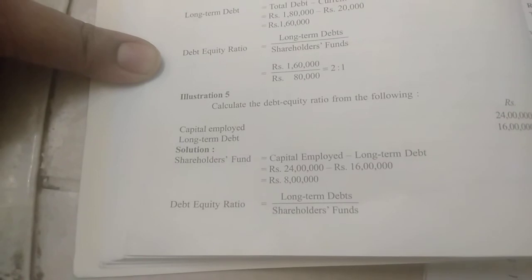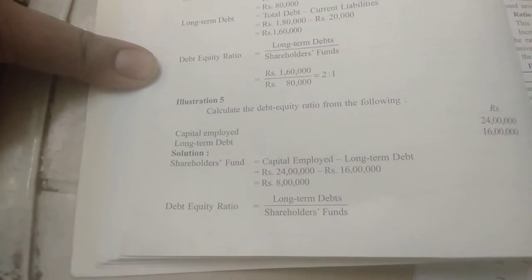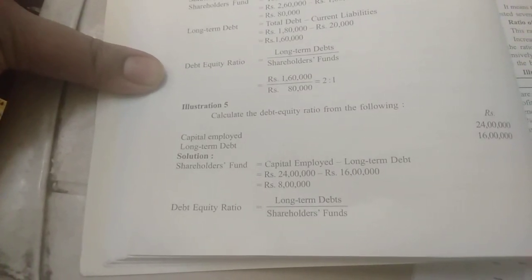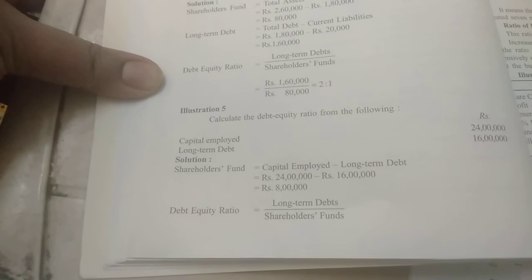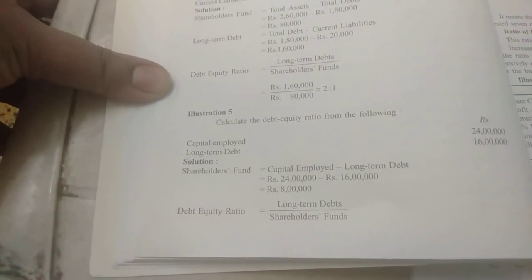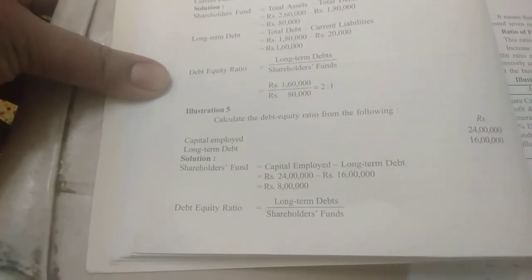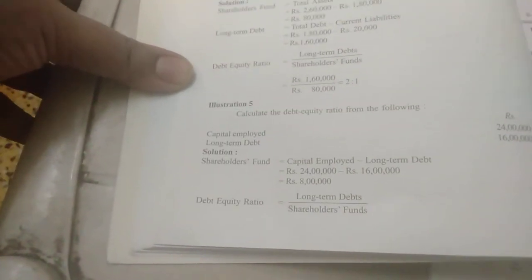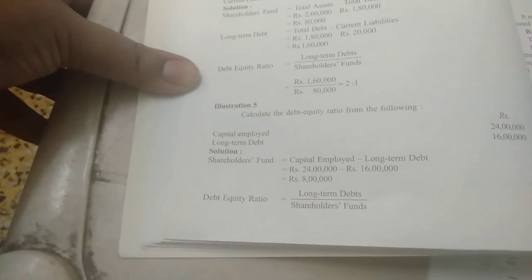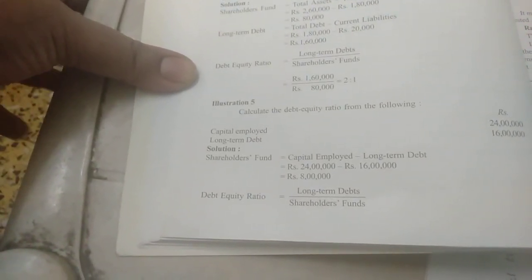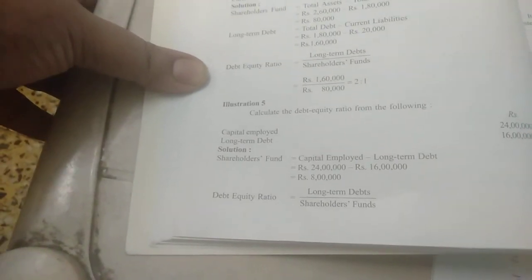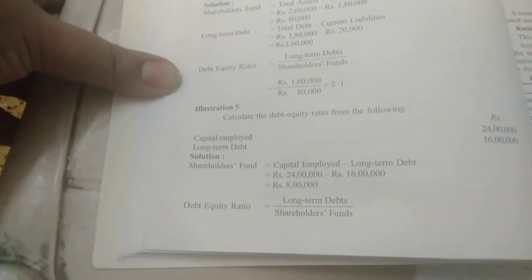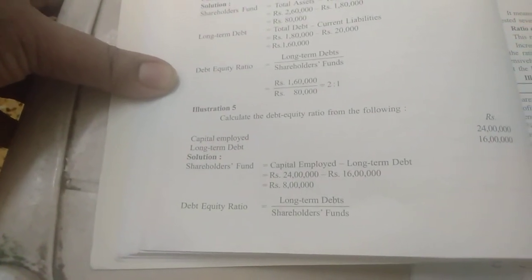employed. In the figure you can see capital employed is given as 24 lakh and long term debt as 16 lakh. So subtraction we get 8 lakh. Now what is debt equity ratio? Debt equity ratio as usual, long term debt upon shareholders fund. Now what is the long term debt here? It is given, it is 16 lakh, and shareholders fund we have calculated by subtracting long term debt from capital employed, it comes to 8 lakh, and hence 16 lakh divided by 8 lakh, again the debt equity ratio comes to 2:1.